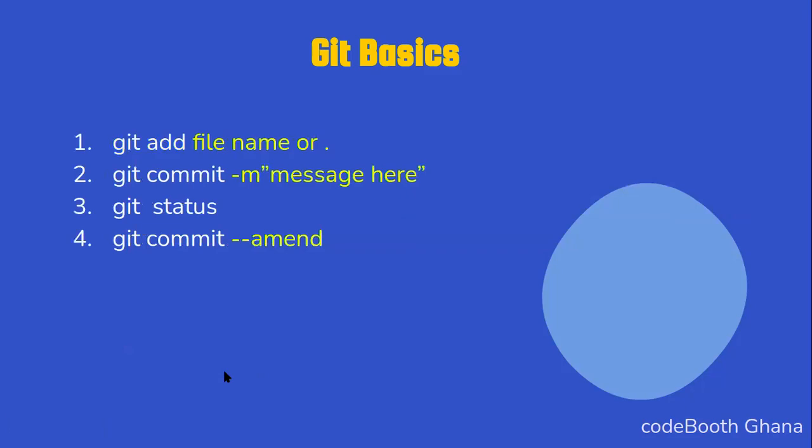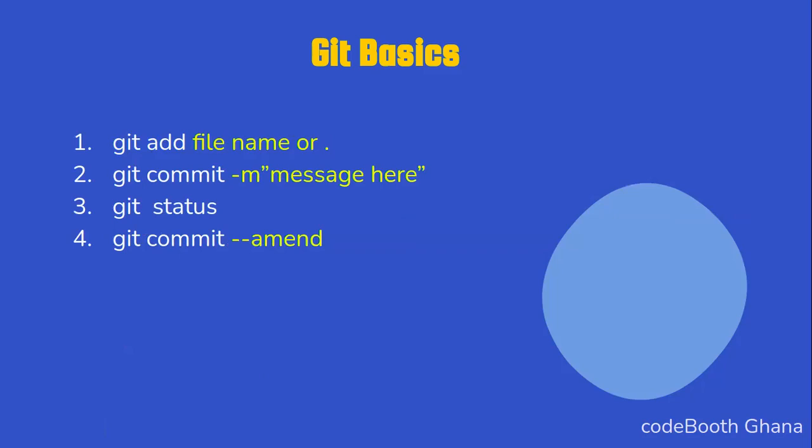So we are going to look at the basic Git commands that you'll be using in your everyday life. We have already looked at the first one, which is git init. The next one is git add, then the name of the file.